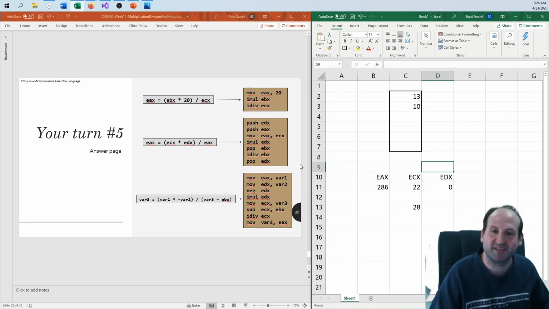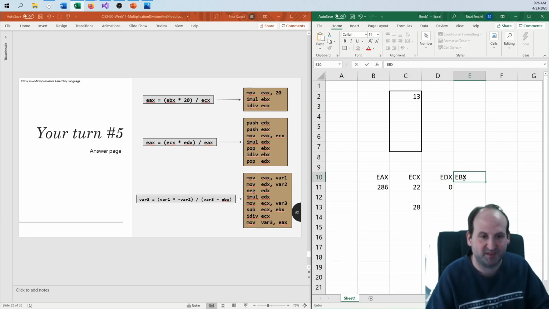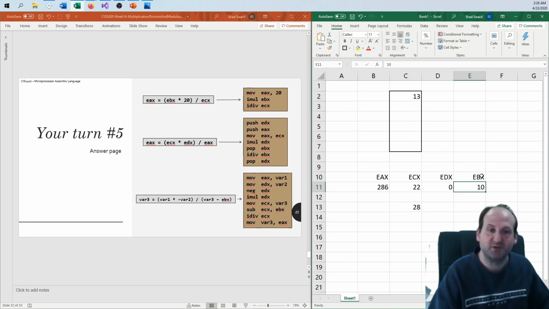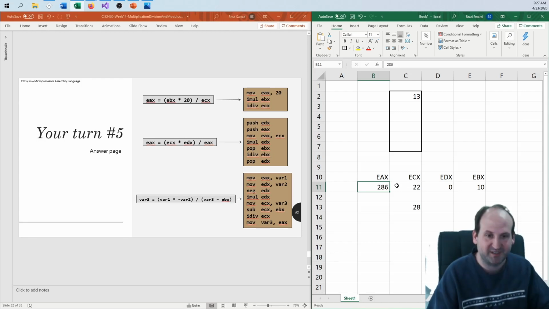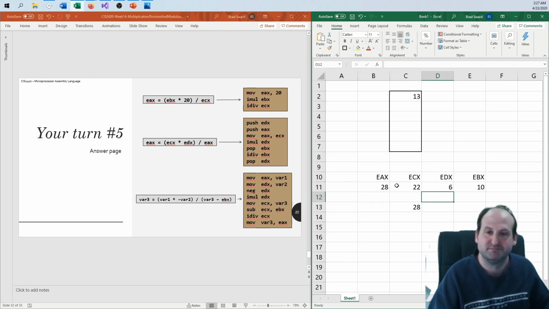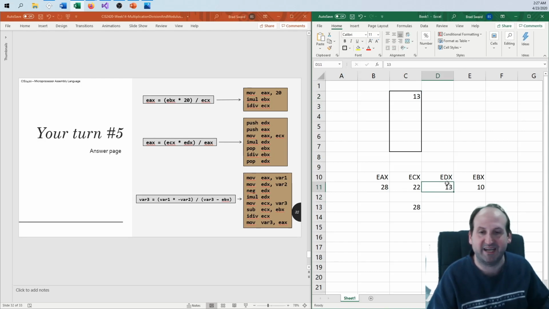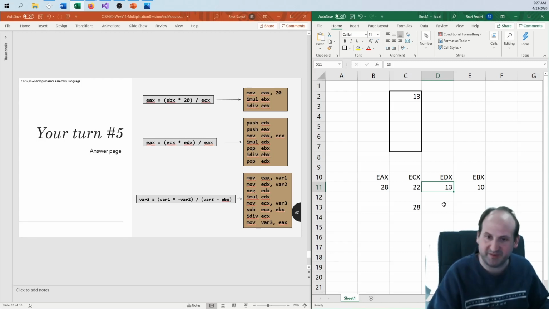And now what I can do is pop off the EBX value. So take this here and put it into EBX, the 10 in there. Do an IDIV with this. So IDIV, 286 divided by 10, just like before, gets me 28, and it gets me the remainder 6. And then I'm going to pop back this value into EDX, 13. So what have I got? EAX holds the result. ECX and EDX were put back to the values that they were when everything started.